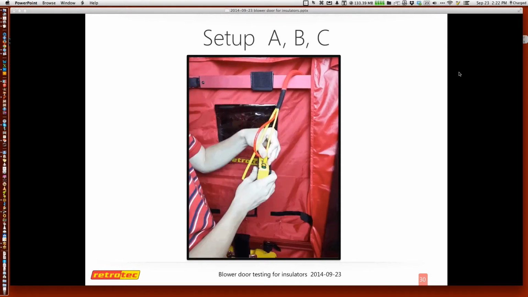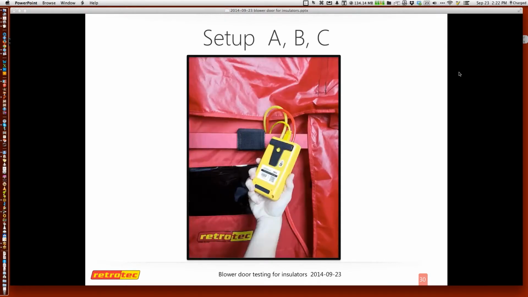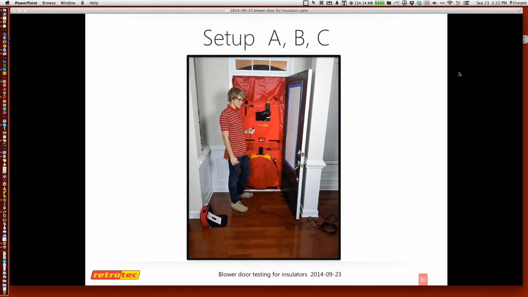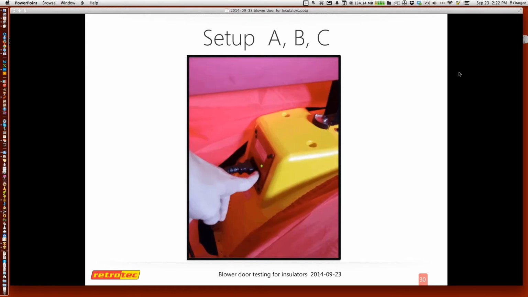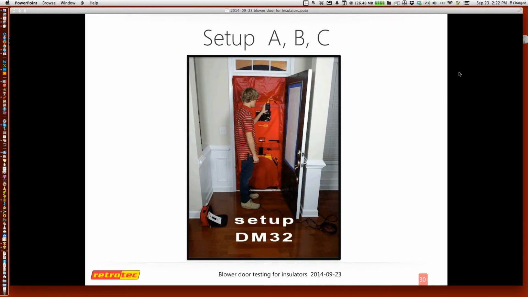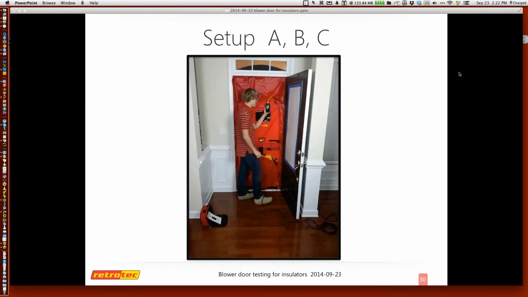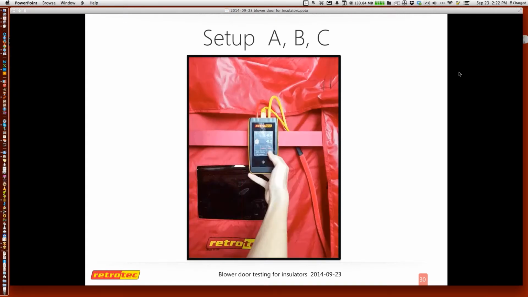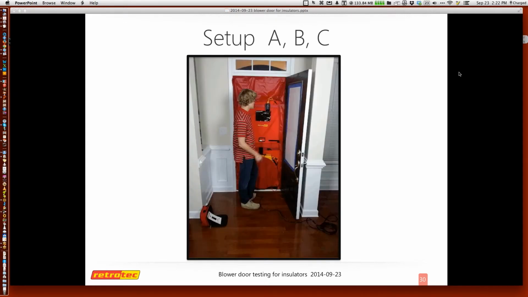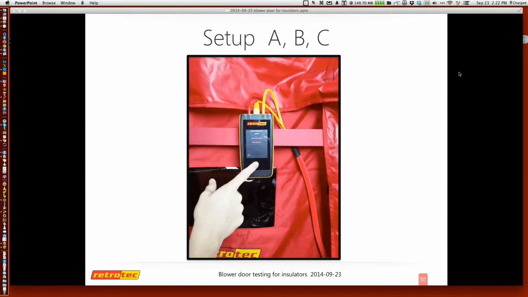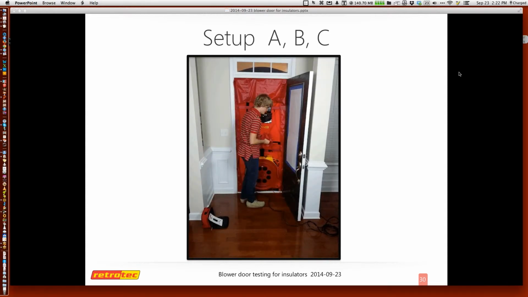I add the manometer. It's all color-coded, simple connections. A clip on the back that holds it. I add power. Power's on. And I set up the DM32. Again, I'm following my quick guides. And I make sure I got the right fan. I capture a baseline. Depends on how windy it is. It may differ how long I let it go.